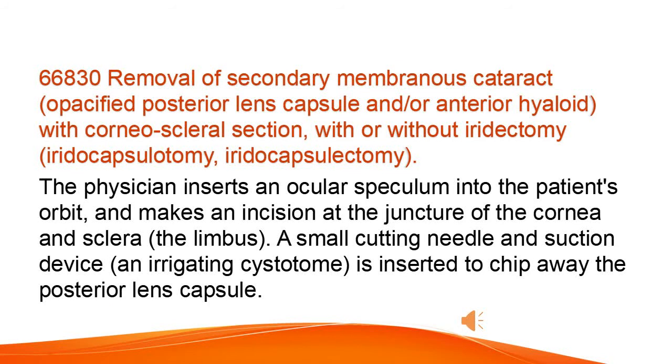Removal of secondary membranous cataract, opacified posterior lens capsule and/or anterior hyaloid, with corneoscleral section, with or without iridectomy, iridocapsulotomy, iridocapsulectomy. The physician inserts an ocular speculum into the patient's orbit, and makes an incision at the juncture of the cornea and sclera, the limbus. A small cutting needle and suction device, an irrigating cystotomy, is inserted to chip away the posterior lens capsule.